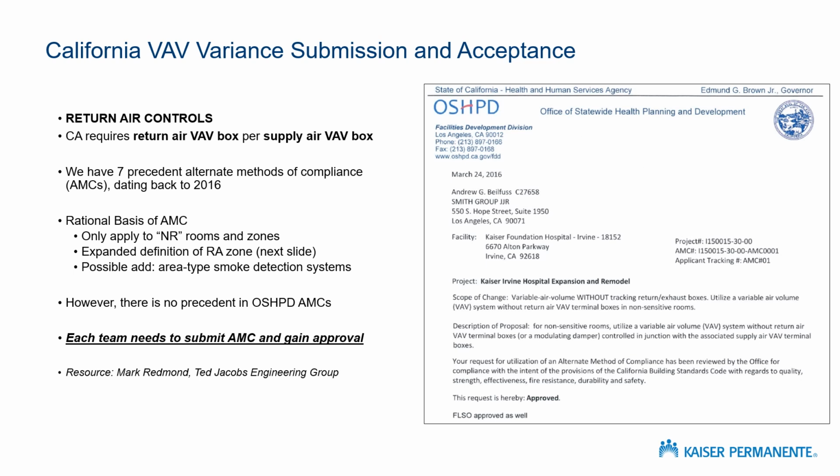And so we've been working with OSHPD on that for the last 5 years or so. At this point, we do have 7 or 8 precedent projects where we've submitted alternate methods of compliance, going back as far as 2016, where we do not include the return air VAV boxes. And there's a rational basis for it, right? We're in spaces where there's no pressure requirement, then we're not doing return air VAV boxes. And so these AMCs, if you're doing work for Kaiser, obviously we'll share all the previous ones with you, so you can see the rational basis for it.